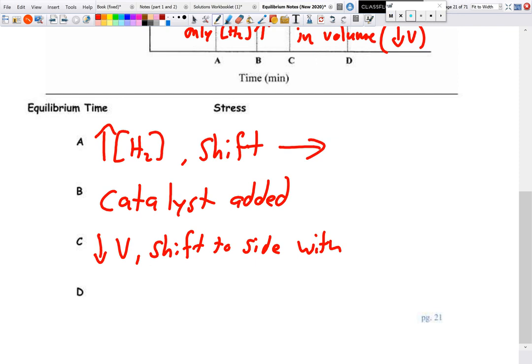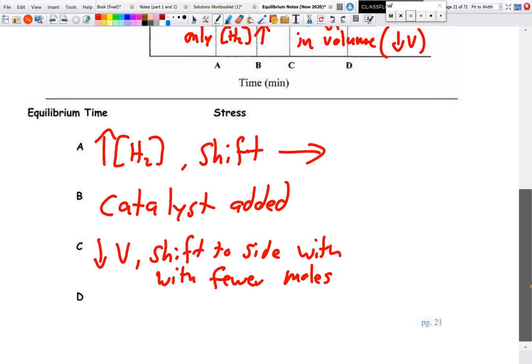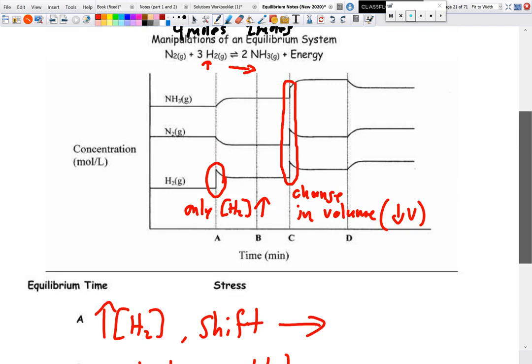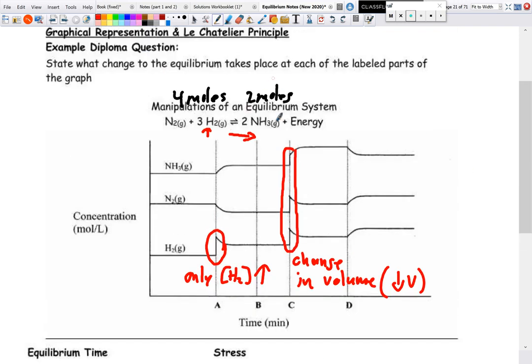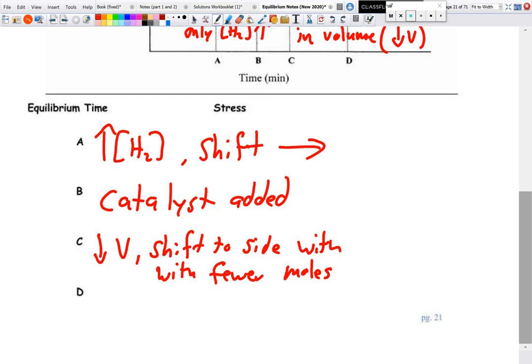Now when we get a decrease in volume, we get an increase in concentration. So that means it's going to shift to the side with fewer moles of gas, because there's less space. So it's going to shift to the side that has fewer moles of gas, which is the ammonia. So that's why we can see the concentration of ammonia after this stress. The ammonia goes up and our 2 reactants go down a little bit before a new equilibrium is reached.